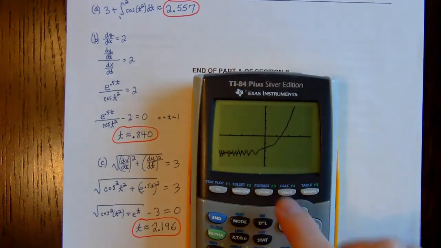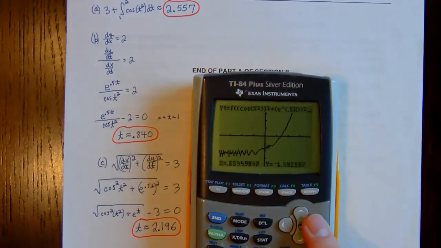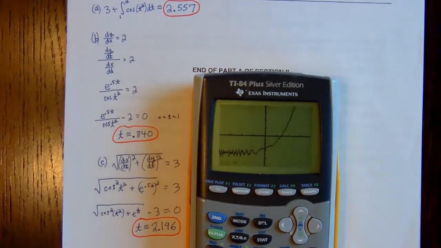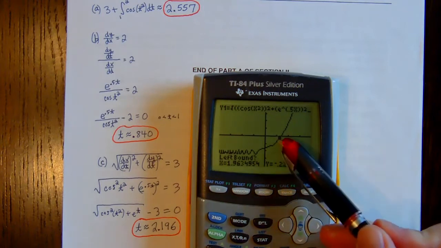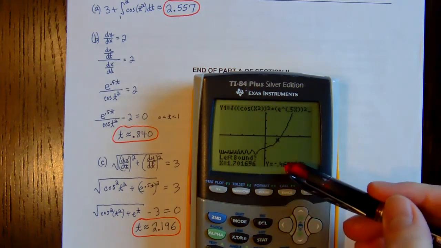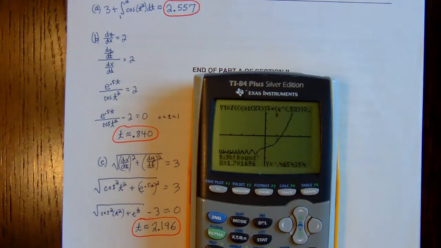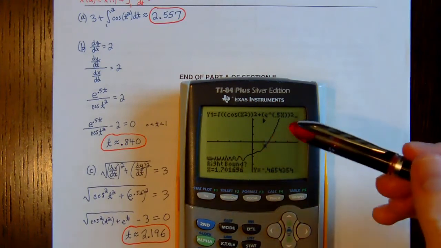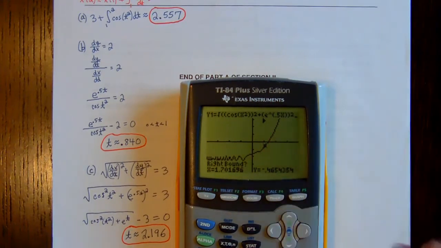So remember, again, I'll hit the trace button and I'll put my cursor in that vicinity. Then you're going to hit second trace. That's your calculate menu. Hit number 2 where it says 0 and it says left bound, question mark. You need to make sure that cursor is to the left of that x-intercept. On an increasing function, it's going to be below the x-axis, so my y value is negative. Hit enter. And then right bound, question mark, you need to move it to the right of that x-intercept. On an increasing function, it's going to be above the x-axis.